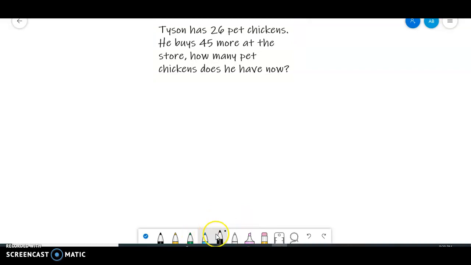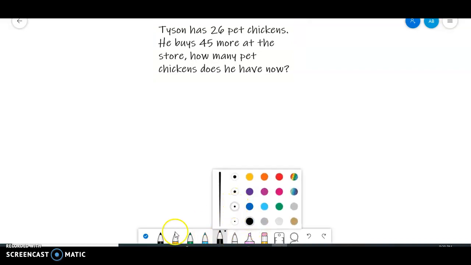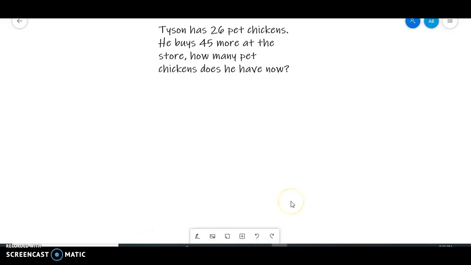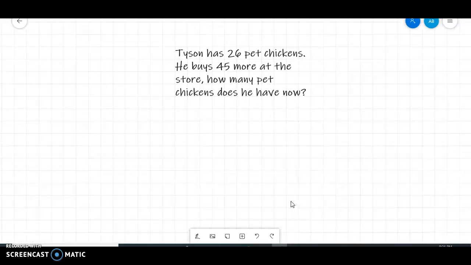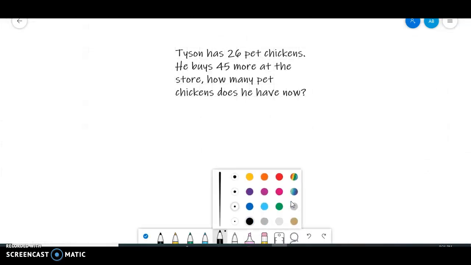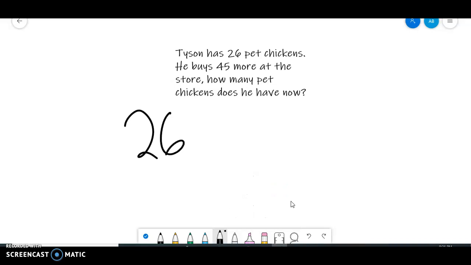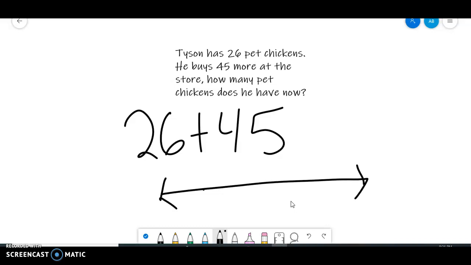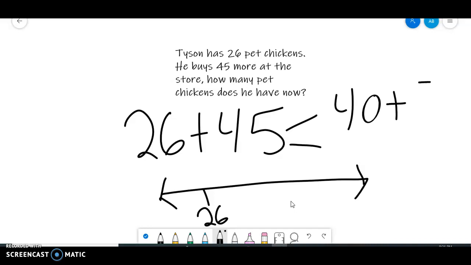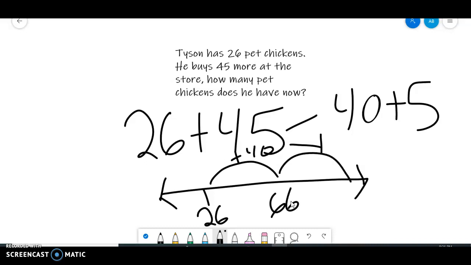Before I wrap up this review lesson, I want to show you Smart Minds, a more advanced problem to show you that you can use this strategy for more than one set of numbers. So our numbers are 26 and 45. So we have 26 plus 45. Now, we draw our number line and we plot the 26. Now remember, 45 is equal to 40 plus 5. So let's add our tens, plus 40, and that would give us 66. And then we're going to add 5 more, and that's going to give us 71.